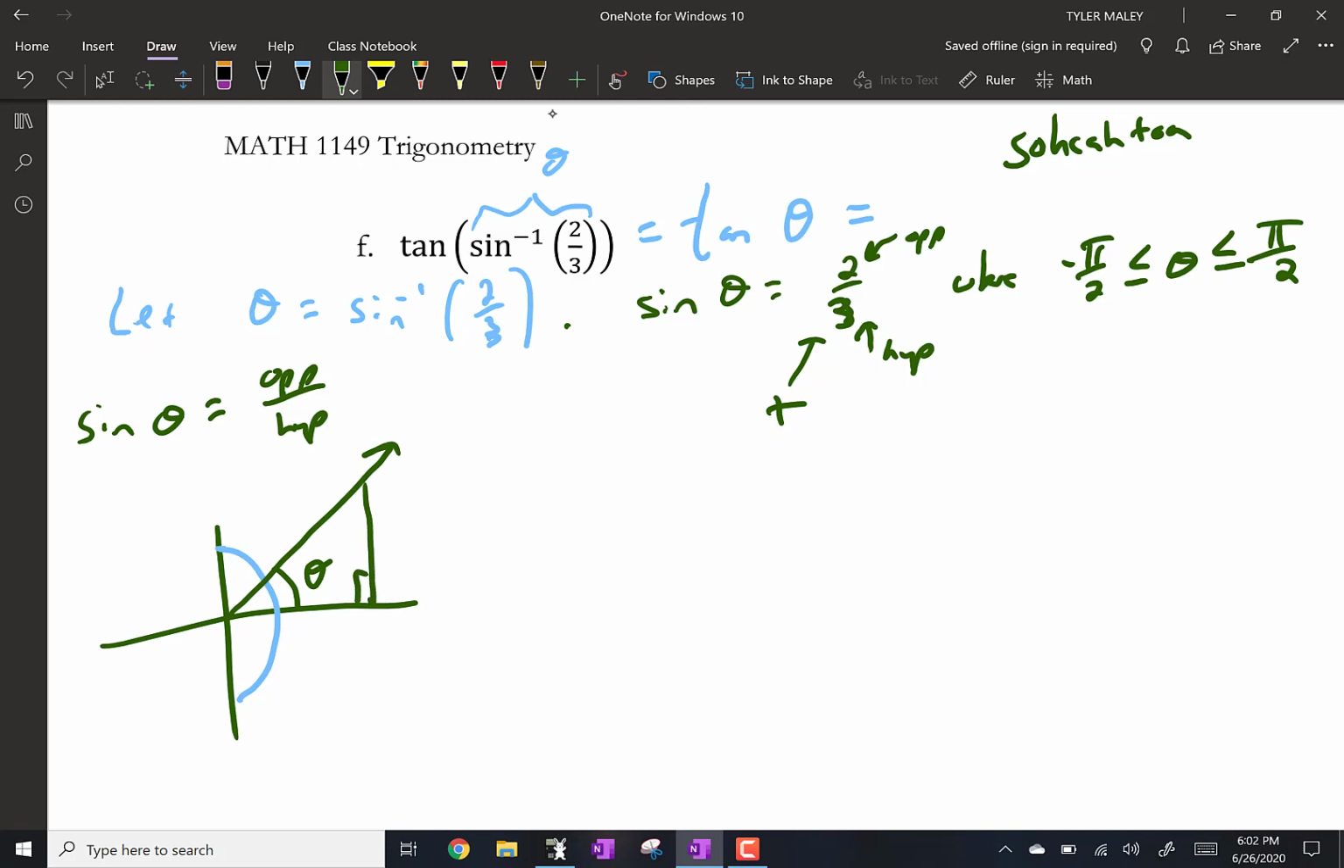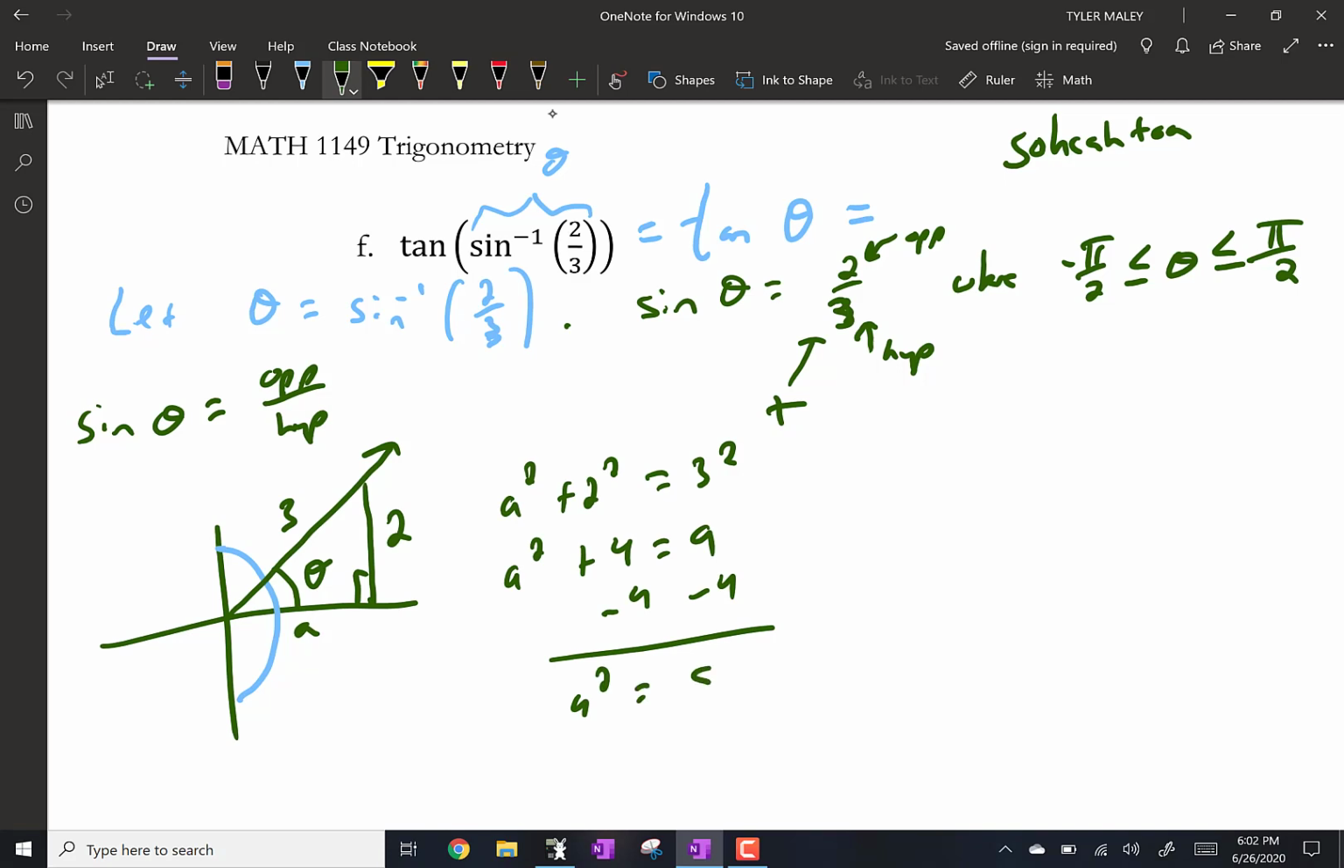So the opposite is 2. The hypotenuse is 3. We need to find the adjacent. I'll just let it be a, right? So we would have a squared plus 2 squared equals 3 squared. So a squared plus 4 equals 9. Subtract 4, we get a squared equals 5.